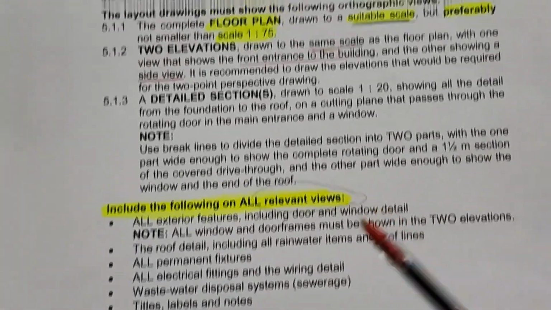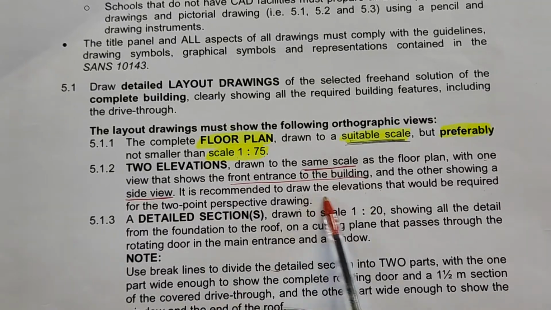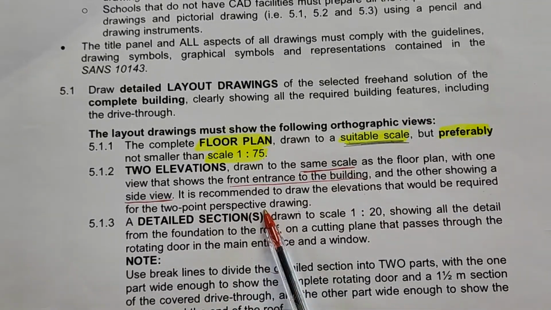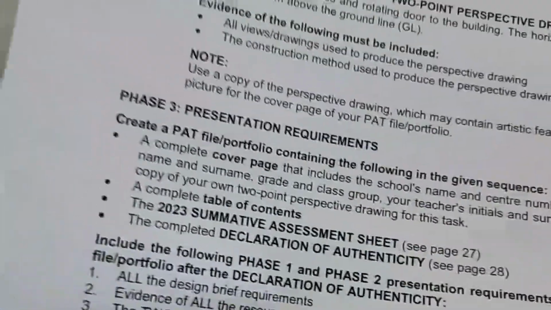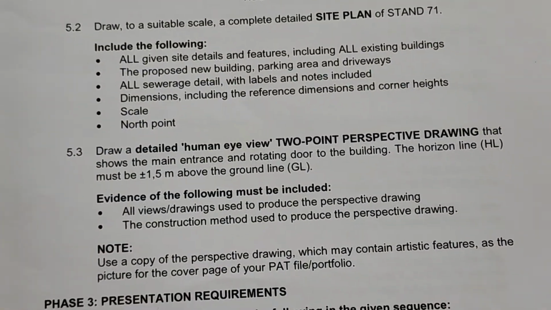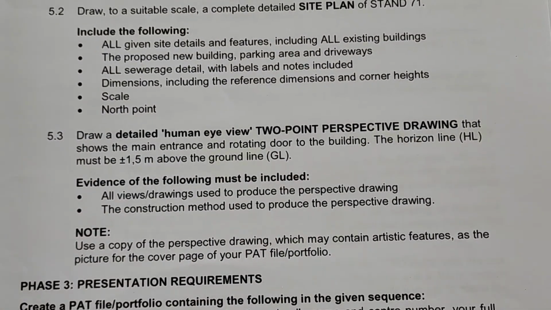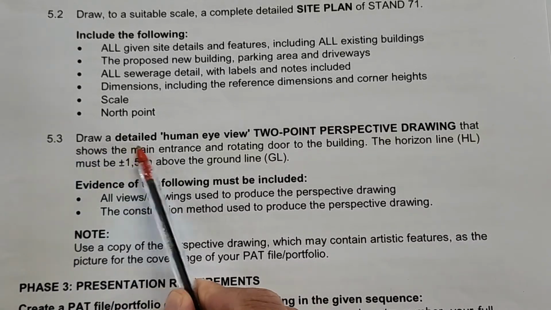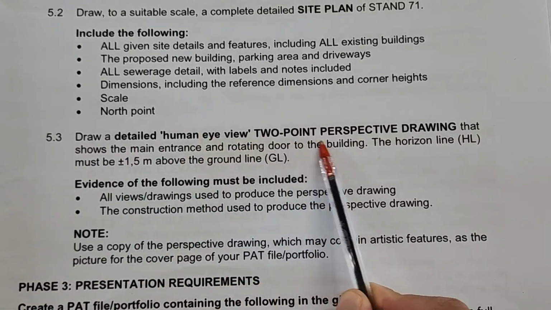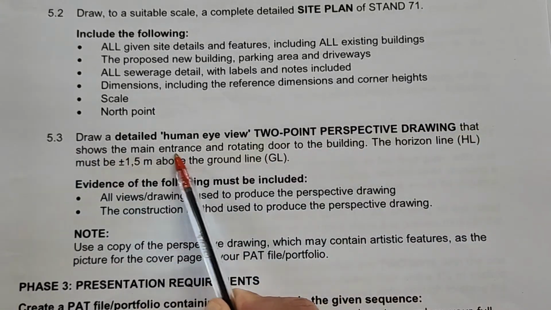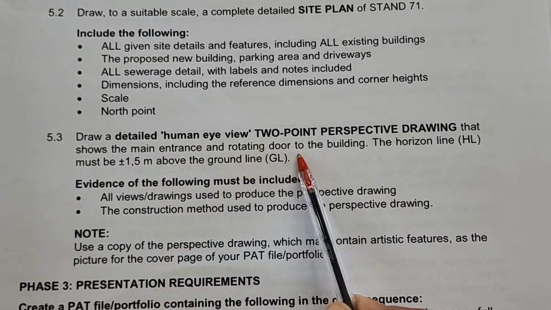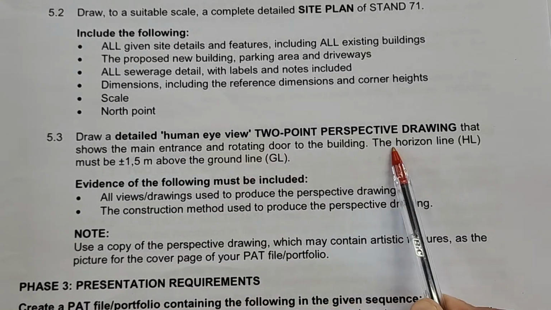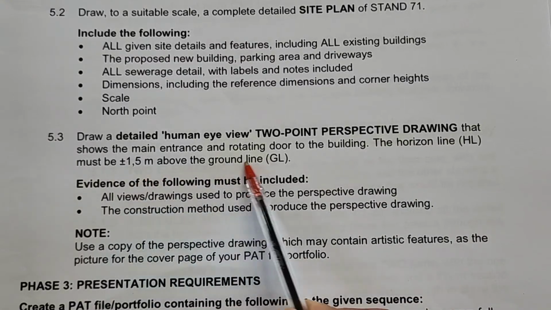All right. It refers here to the 2-point perspective. So let's have a look at what is a 2-point perspective. We'll do a more complete discussion a bit later, but just for you on page 15, you can look at that. You have to draw a detailed human eye view 2-point perspective drawing that shows the main entrance and rotating door of the building. The horizon line must be 1.5 meters above the ground line.